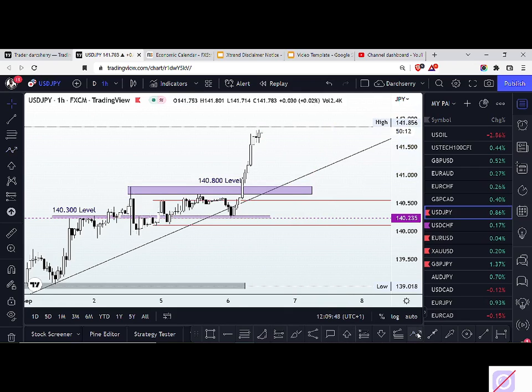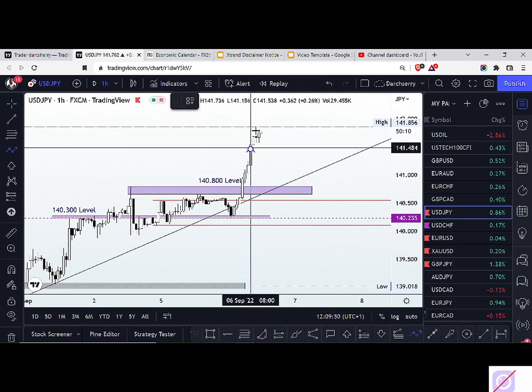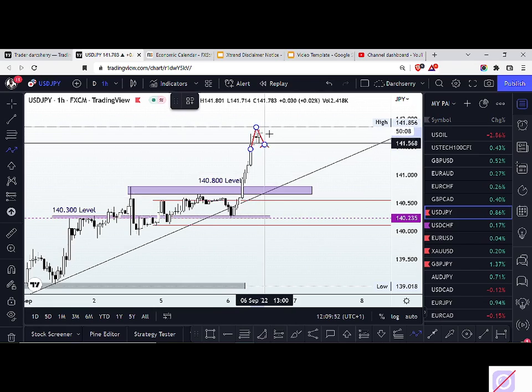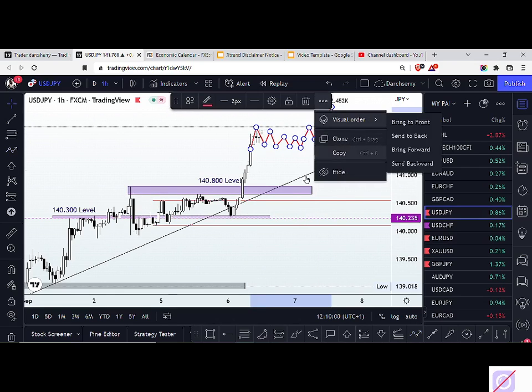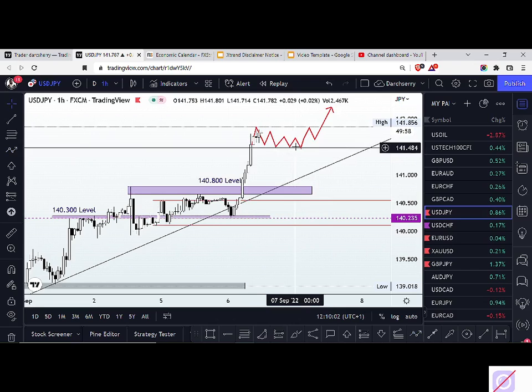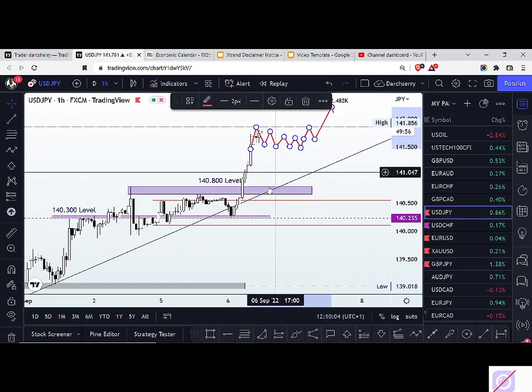Or it could come in form of a consolidation phase, like a trend continuation pattern. It could be a falling wedge or something like this, where price finally breaks out of that structure to send price going to the upside. So these are the scenarios we want to be looking forward to, to join the USD JPY bullish momentum.